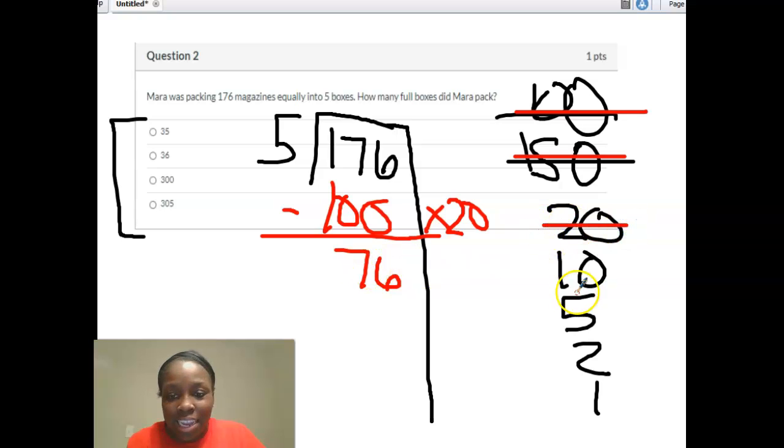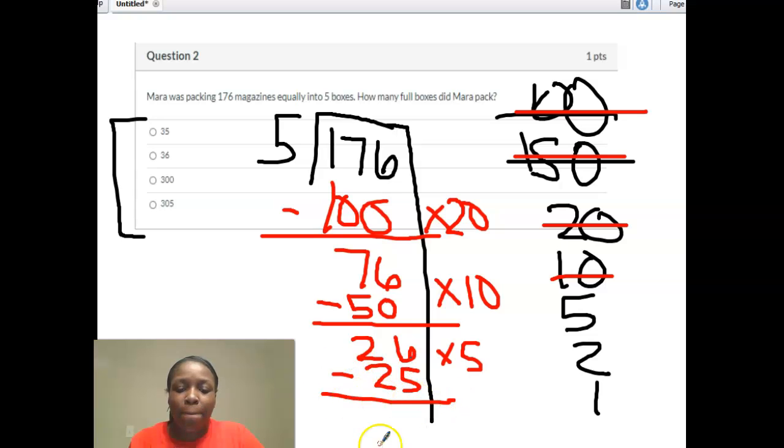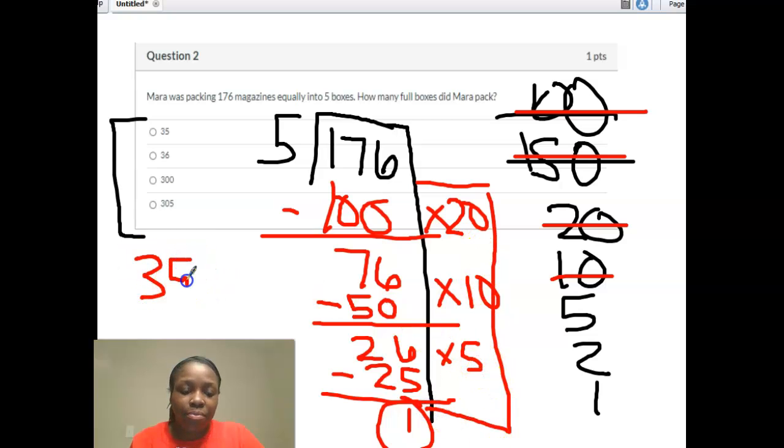So now I'm going to try 10. So I'm going to say, what is 10 times 5? Excellent, 50. So I can put 50 down here, you guys. And then I can subtract. So I'll get 26. Now I'm thinking I can't do another 10, that's 50. So I'm going to try 5. Ooh, 5 times 5 is what? Great, 25. So I'm going to do times 5, put 25 down here, and then subtract. And I'll get 1. What does 1 represent again? Great, my remainder. I have to add up my friendly numbers. 20 plus 10 plus 5 is 35.